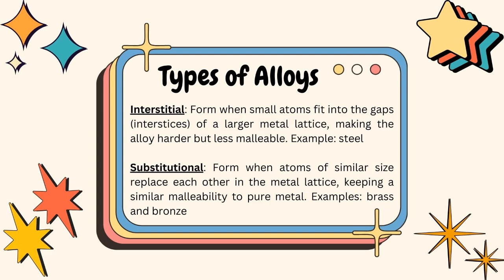On the other hand, a substitutional alloy forms when atoms of a similar size replace each other in the metal lattice, keeping a similar malleability to the pure metal. Examples of this include brass and bronze.